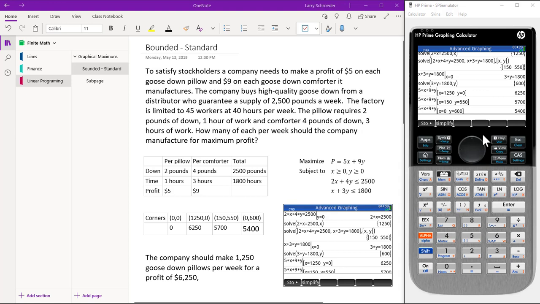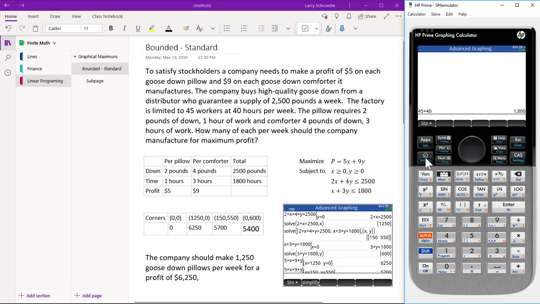We calculate the hours, go to the home screen, and take 45 times 40 to get 1,800. Then we go over to our OneNote and put the numbers from the word problem plus the 1800 hours into this chart. Then we translate this chart into: maximize P equal to 5x plus 9y subject to x is greater than 0, y is greater than 0, 2x plus 4y is less than or equal to 2500, and x plus 3y is less than or equal to 1800.